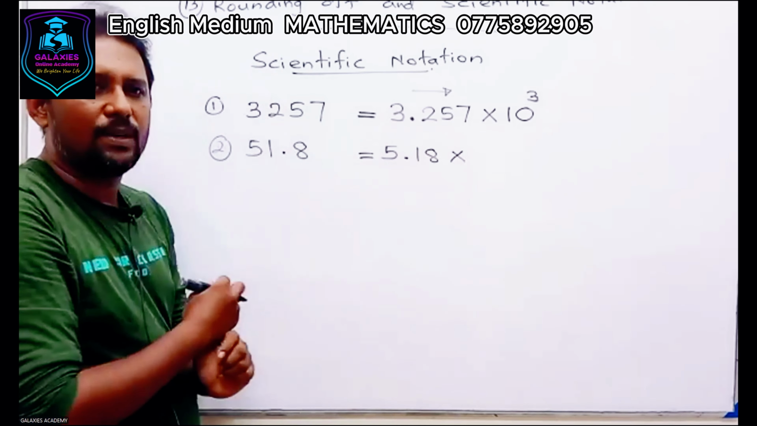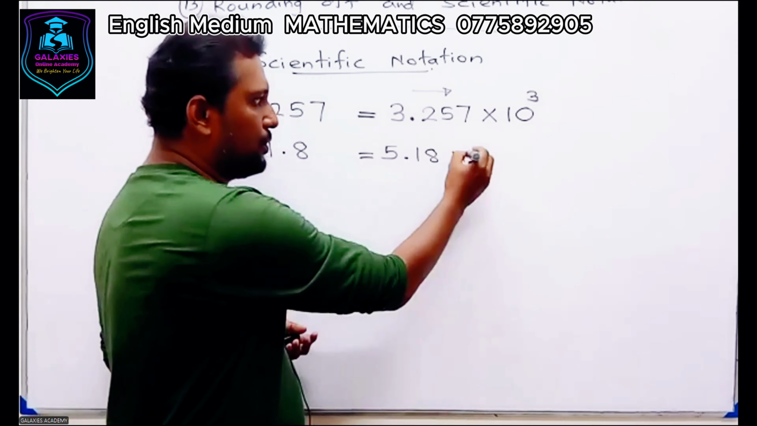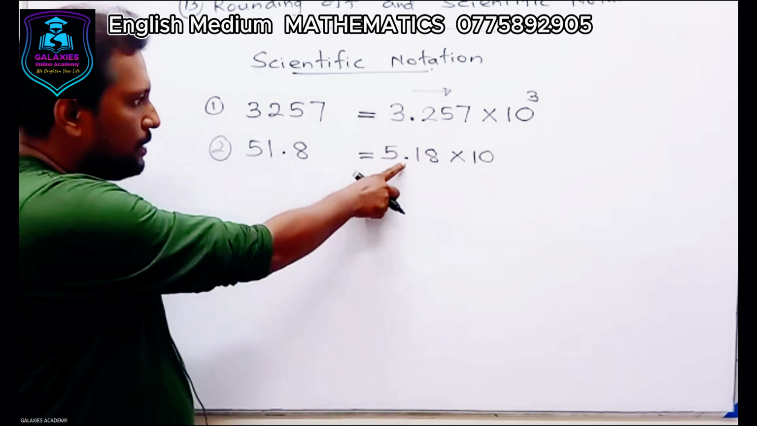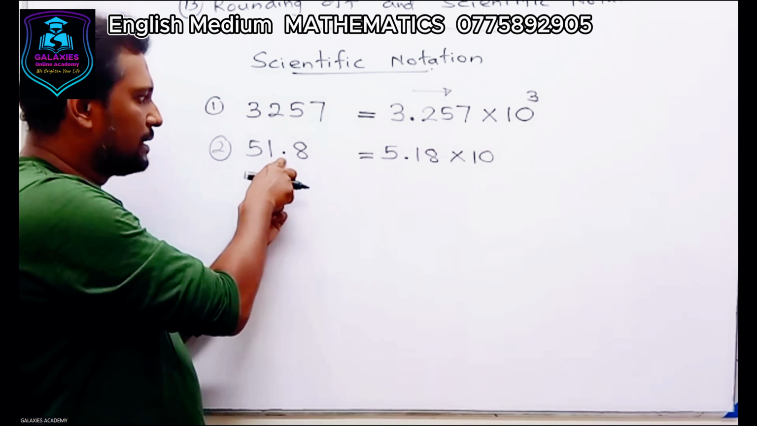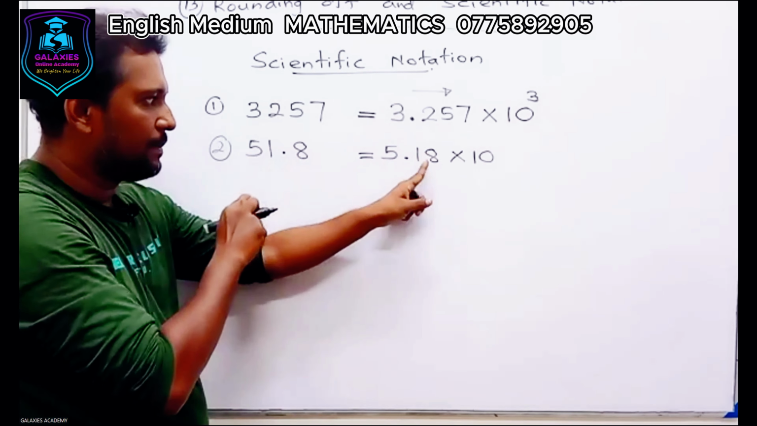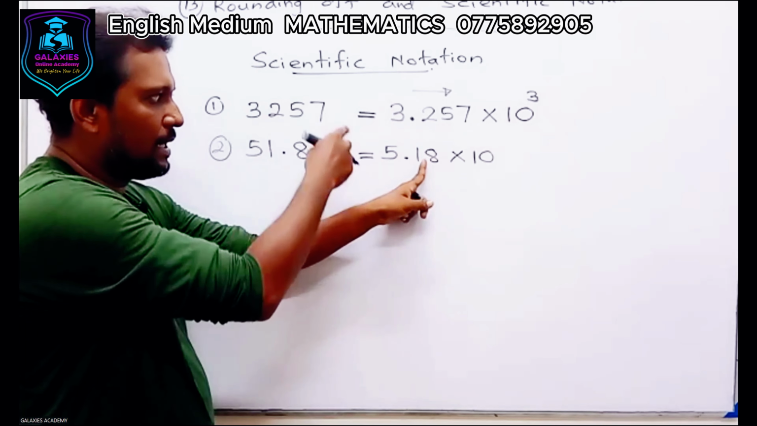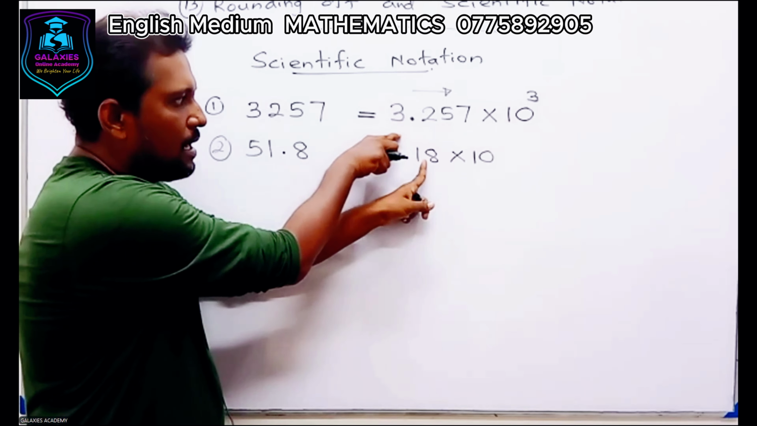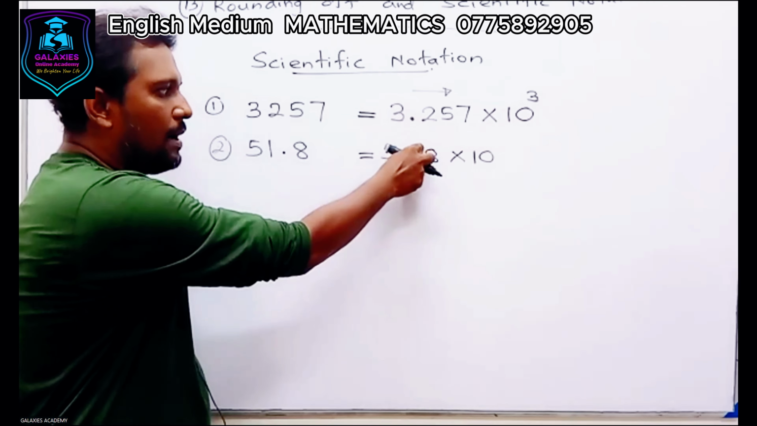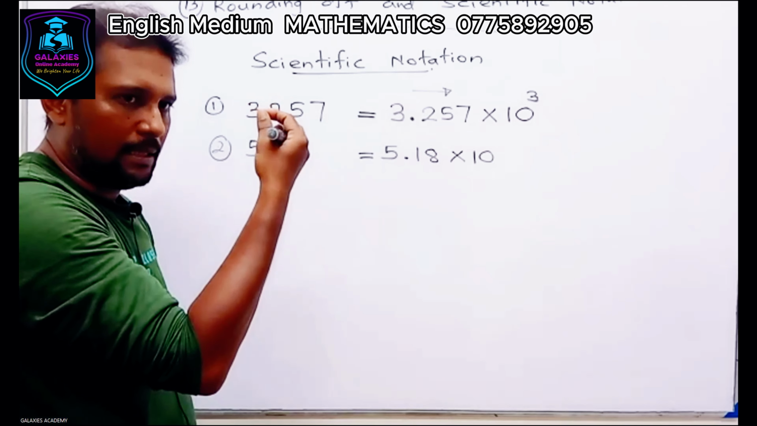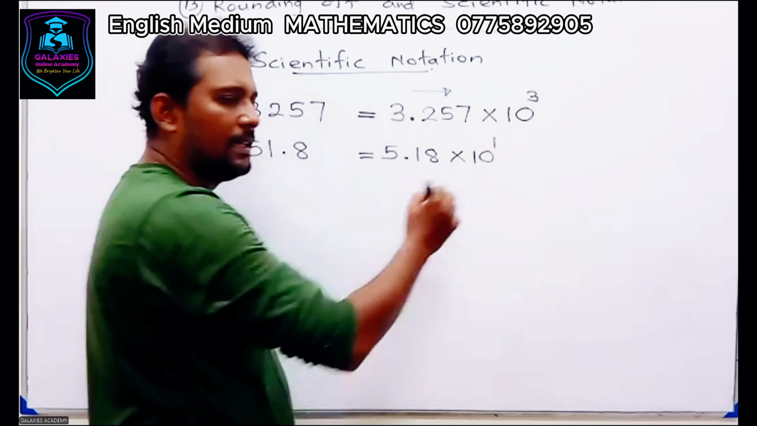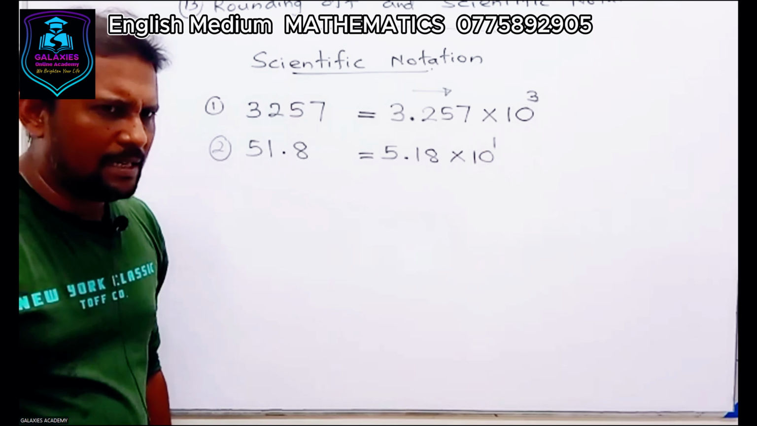Now I have changed this one, no? Then what do you have to do? You have to multiply by 10 to the power which value? You check the initial given number: the decimal point is between 1 and 8. That means this position, no? To get the initial number, which direction do you have to go? Right hand side, that means the positive direction. How many places do you have to move? 1 place. So what is the index of this power? 10 to the power 1. Right? Can you understand or not?